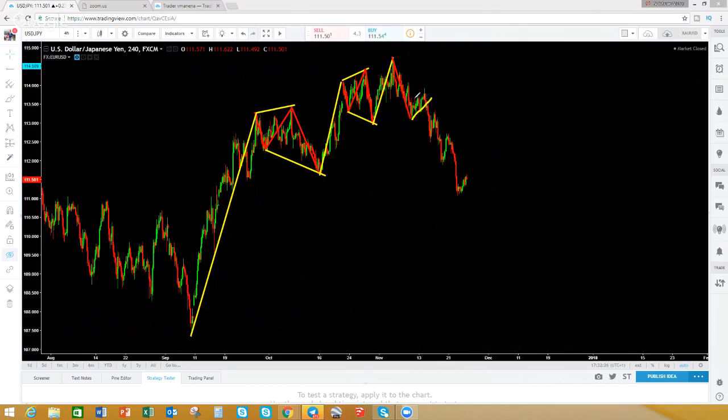I always say a flag, but this is a corrective structure. 1, 2, 3, 1, 2, 3 waves here. When it did this, we were selling here. I actually posted this one on TradingView. So we sold this one over here. So we are already in profit with these many pips.